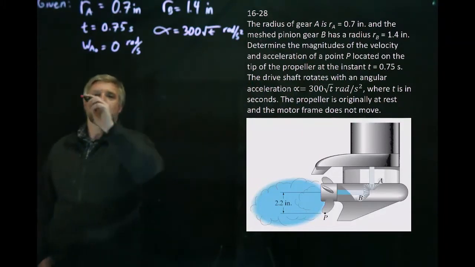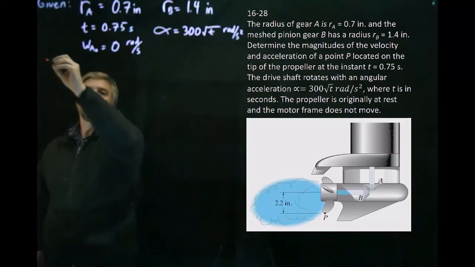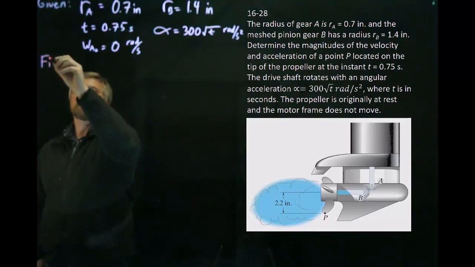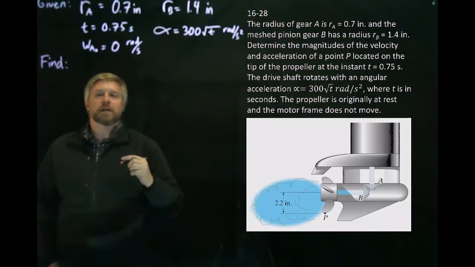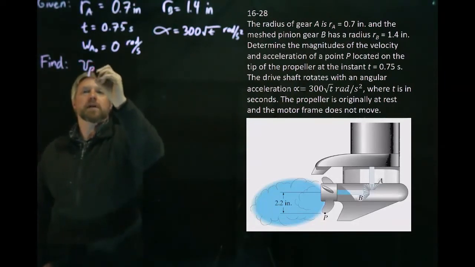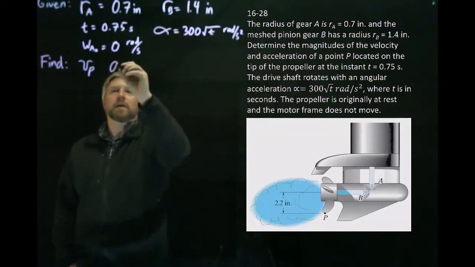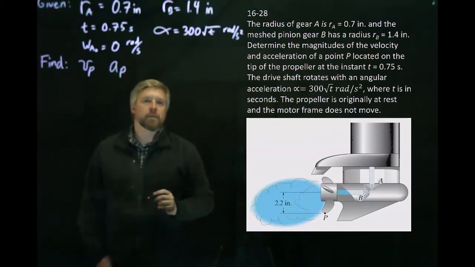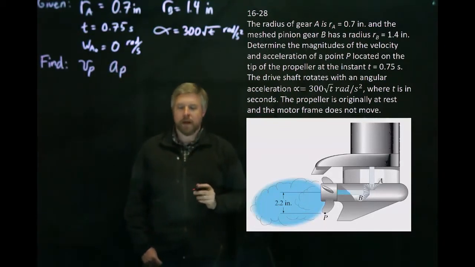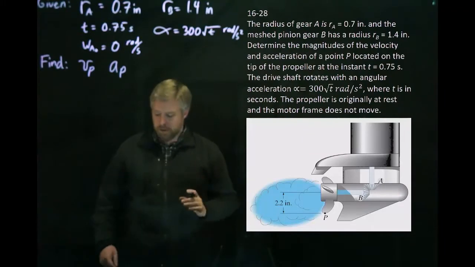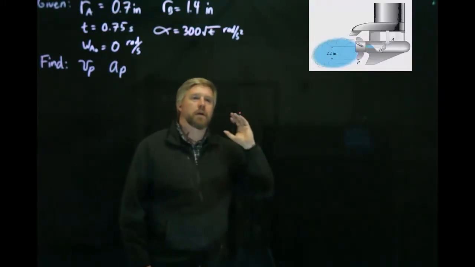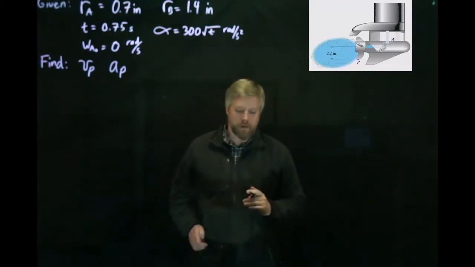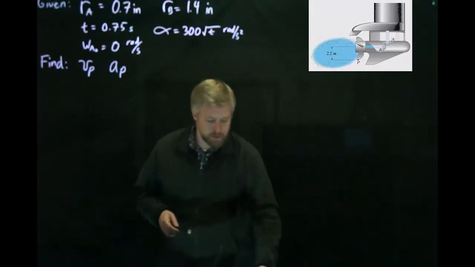What are we supposed to find? Well, it wants the magnitude of velocity of point P and the magnitude of the acceleration of point P. Okay, hopefully that gives us a good idea of what we're searching for. So now I'm going to get rid of all that text. We have our givens up here, we have our finds. We're going to jump right into this problem and start doing it.